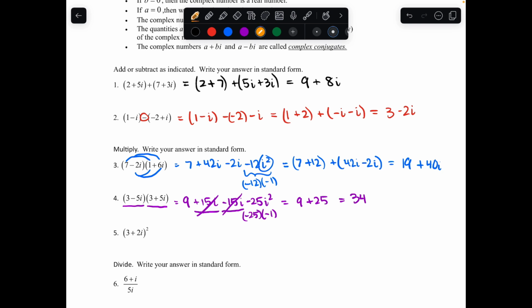Moving on to number 5, we have 3 plus 2i quantity squared. So let's just go ahead and write it out. So 3 plus 2i times 3 plus 2i, we get 9 plus 6i plus 6i, and then 4i squared. Now the i squared is going to be -1, but now we can group everything together and add everything up. So we have 9 minus 4, so 9 minus 4 is 5, and we have 6i plus 6i, which is 12i, so plus 12i. So we have a plus bi, so it's in standard form.